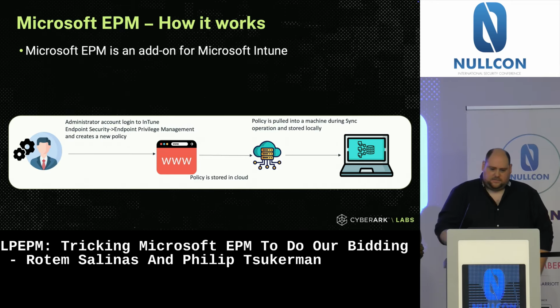So this is how it works. Microsoft EPM is an add-on to Microsoft Intune, and an administrator would log in to the Intune panel, go to Endpoint Security, Endpoint Privilege Management, and create a new policy. The policy will be stored in the cloud and will be pulled into the machine during the sync operation, and then stored locally both as a file and as registry values and keys.